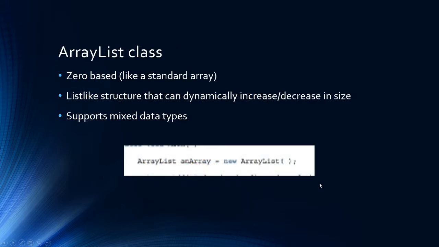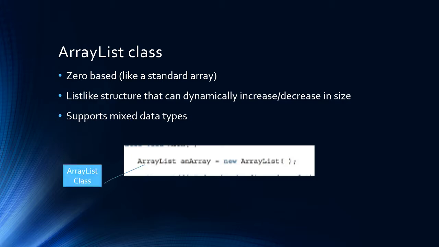The ArrayList class is the first collection class that we'll look at. An ArrayList is zero-based, just like a standard array, meaning the first index value is 0. It's a list-like structure. The difference is that it can dynamically increase and decrease in size, whereas we know a standard array cannot do that. It also supports mixed data types, which again is not something that's supported by a standard array class in C#.